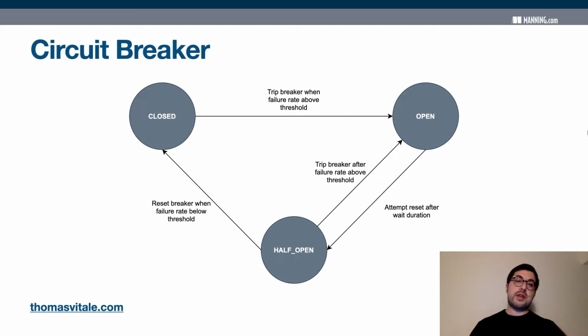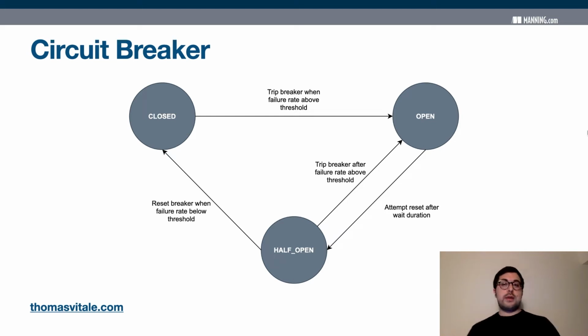So the default state is the closed state. That is the normal behavior of the system. It means the circuit is closed, so edge service can send requests to book service. But if in a period of time we have a lot of errors coming from book service, up to a certain threshold, then the circuit breaker trips and becomes open. When it's open, we don't even try to send a request to book service. So the request is directly rejected.